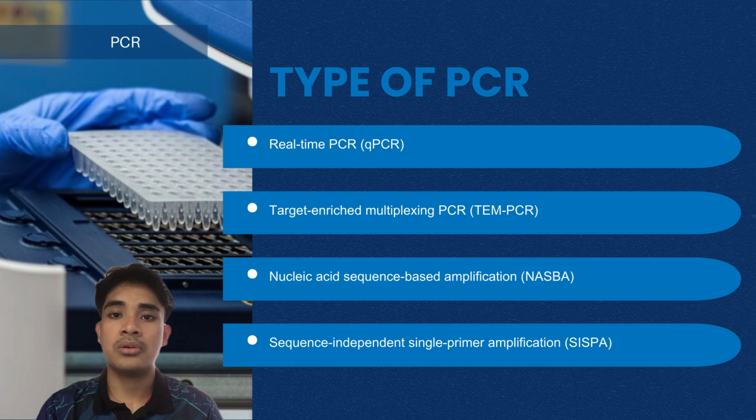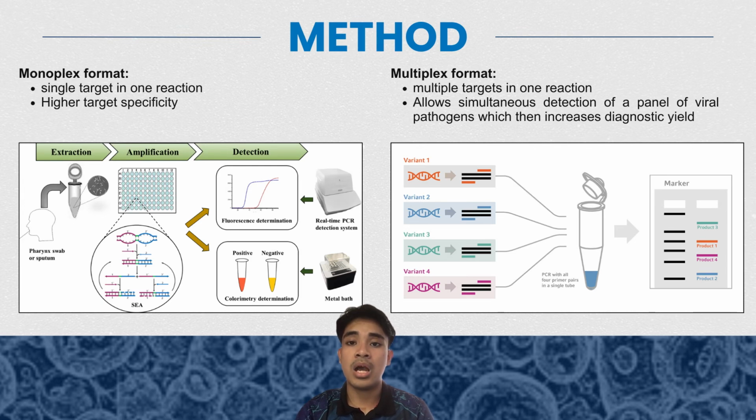Types of PCR. There are a few types of PCR method for molecular testing, namely real-time PCR, target-enriched multiplexing, nucleic acid sequence-based amplification, sequence-independent single primer amplification, and so on. Each method uses the same principle as discussed before, but the outcome of the process may be slightly different, varying with the test purpose. As for detection method, there are two main formats of PCR, namely monoplex and multiplex. Monoplex format is a single target in a reaction, while multiplex is multiple targets in a reaction. Monoplex also provides higher target specificity, while multiplex allows simultaneous detection of multiple pathogens.